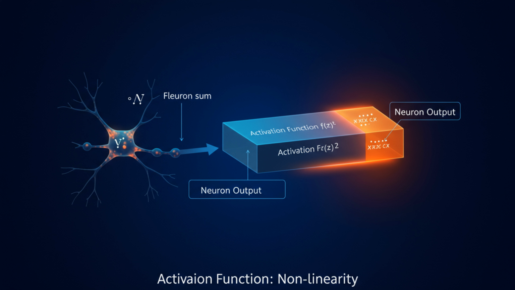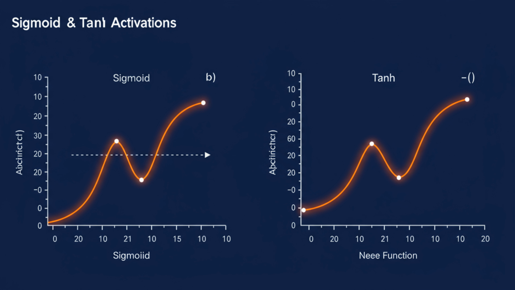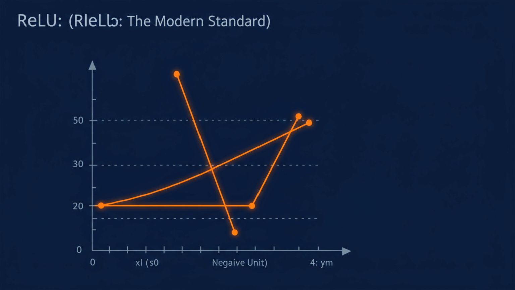The weighted sum then passes through an activation function. This crucial nonlinear transformation allows networks to model complex relationships. Early networks often used sigmoid, outputting 0 to 1, or tanh, ranging from -1 to 1. These are useful for probability outputs. Rectified linear unit, or ReLU, is now the standard. It outputs the input for positive values, otherwise 0, effectively addressing vanishing gradients.